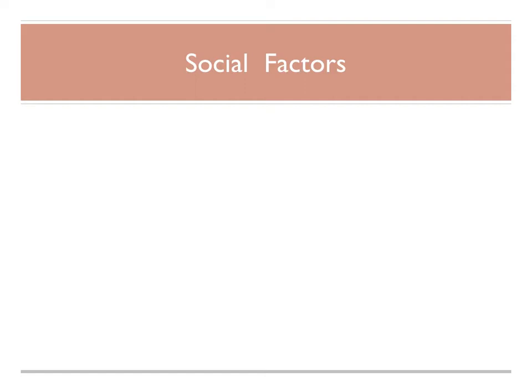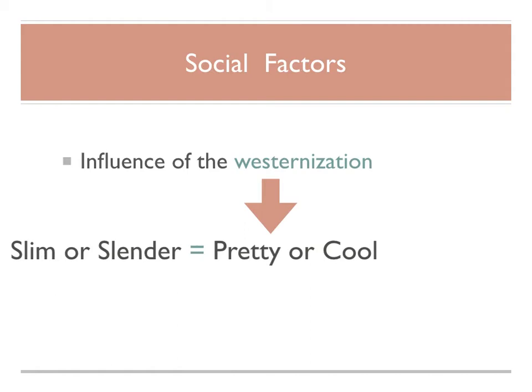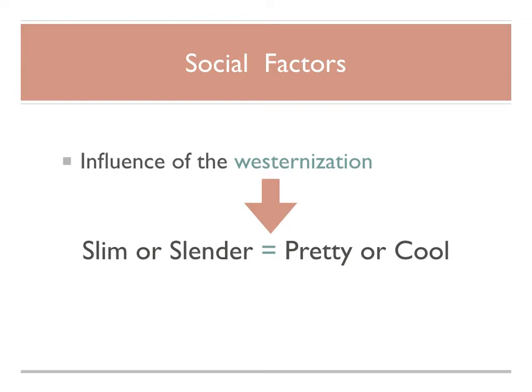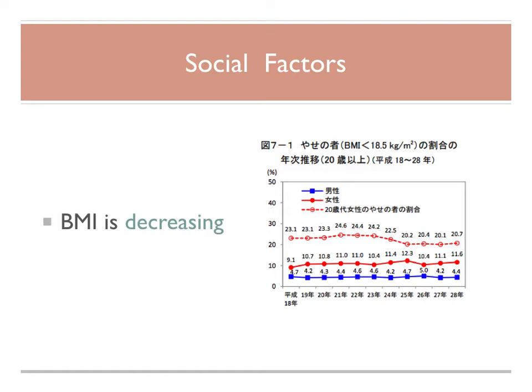In late years, the social factor is the influence of westernization. Being thin is considered desirable, and a thin body is considered beautiful. The thin body is apt to be considered a proof of self-realization and success. Please look at this graph. The evidence includes the data about the change of the BMI of Japanese men and women from 2006 through 2016. I understand that the BMI of men and women falls when I read these data. Therefore, it may be said that there is an effect of westernization.